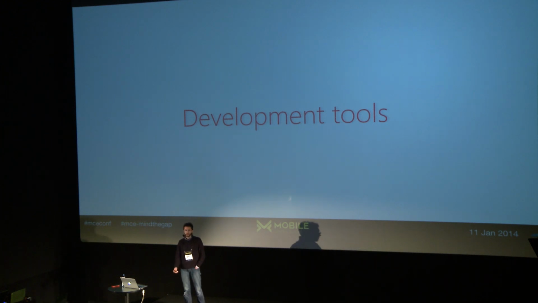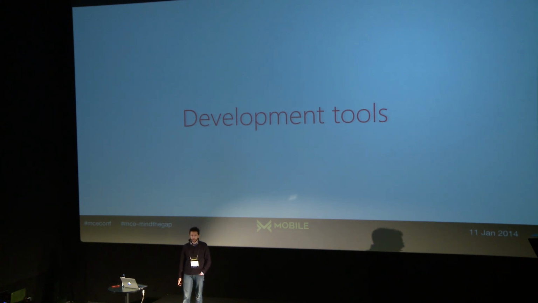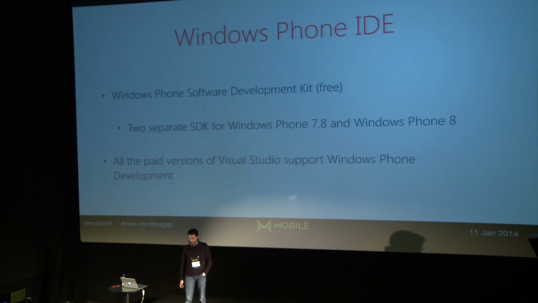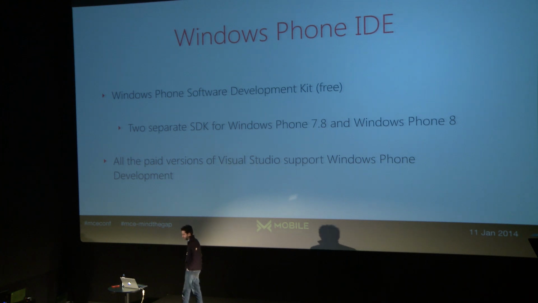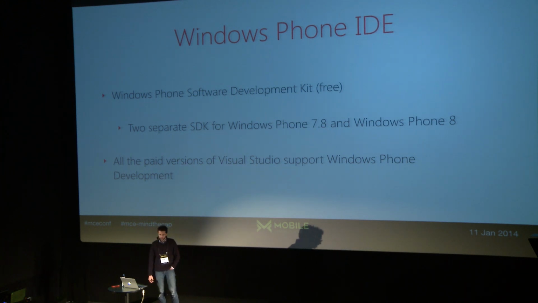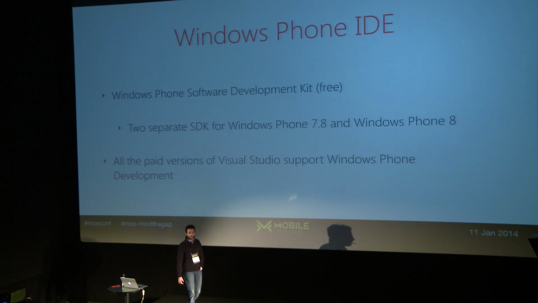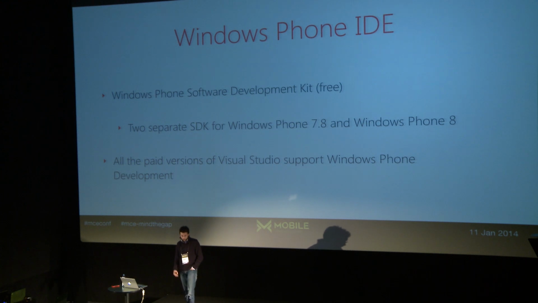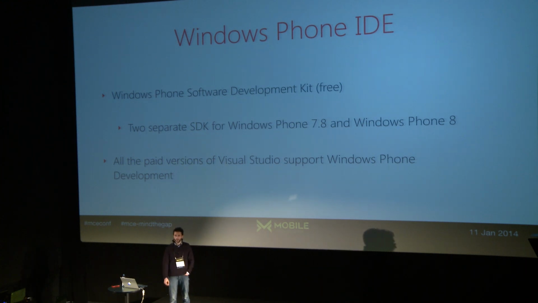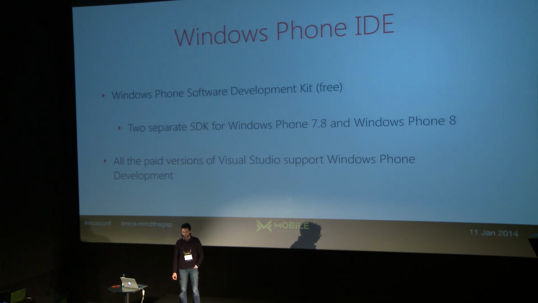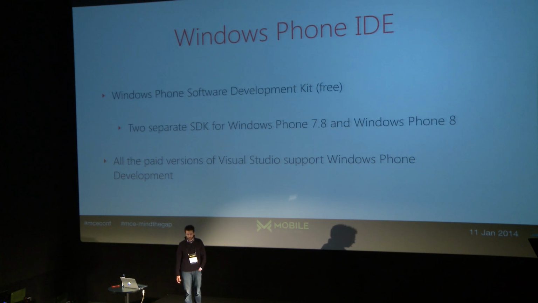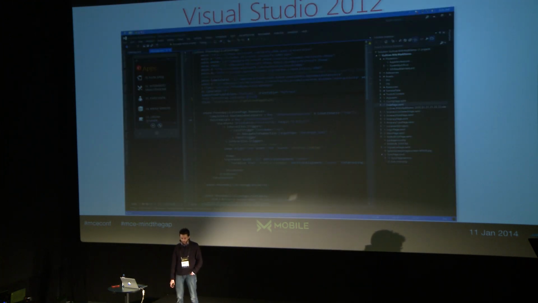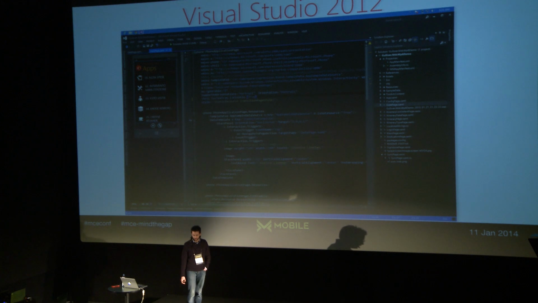Then, when we decided which platform to support, we have to take a look at the development tools available for this platform. And currently, there are two different SDKs. One is for Windows Phone 7, another one is for Windows Phone 8. They are free, so you can freely download them from the Microsoft website. And also, if you're still working with the Microsoft platform, you can also do Windows Phone development with all the paid versions of Visual Studio. So this is just to give you a brief idea of what Visual Studio looks like.